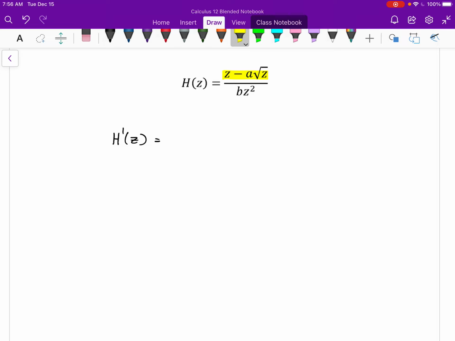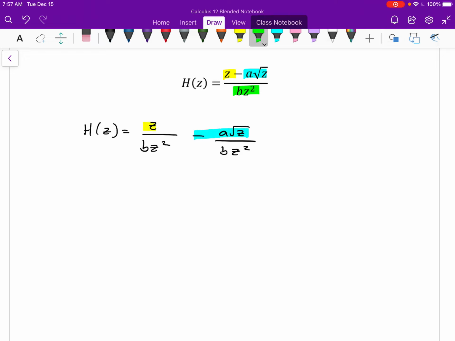with respect to z. And well, actually, no, I take that back. There's nothing wrong with doing that. But actually, I think it'll be easier if I first don't get impatient and rush to differentiate this. What I'm going to do first is realize this will be easier if I first break this up into two terms, all being divided by bz squared. So I'm going to leave it as h of z for a moment, and write it as z over bz squared minus a root z over bz squared.